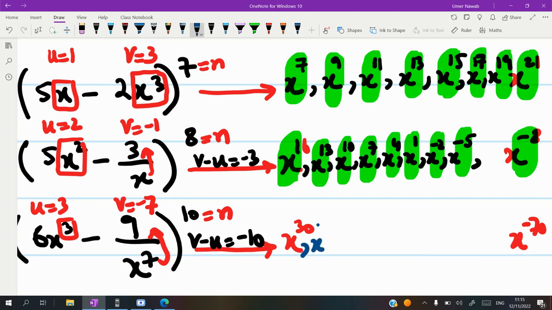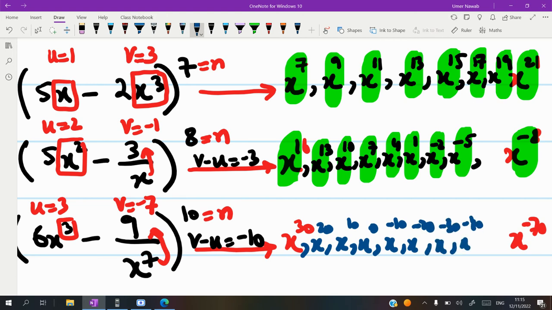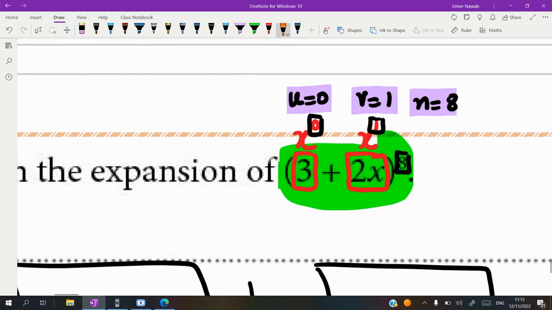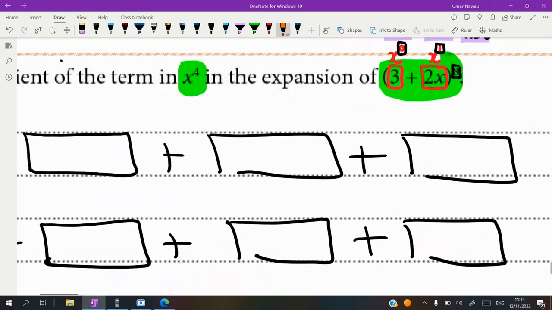So what is my next? 20. What is next? 10. X^0, X^-10, X^-20, X^-30, X^-40, X^-50, X^-60, and then X^-70. In the exam, the examiner may ask you for any particular term to be found, but the process will stay the same. Let's go back to the question.